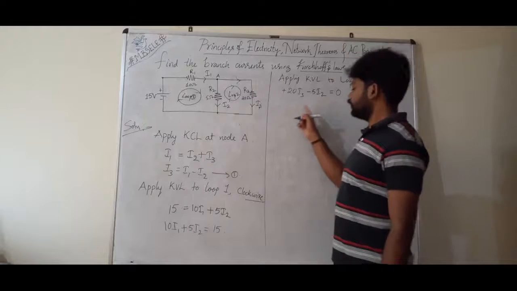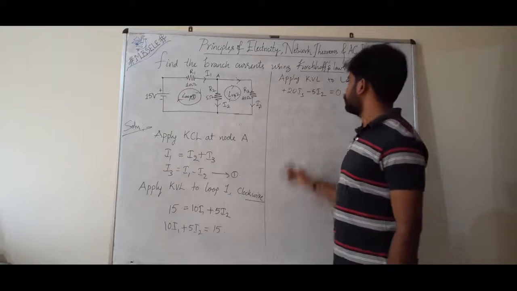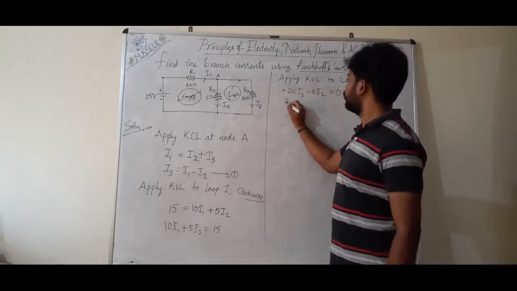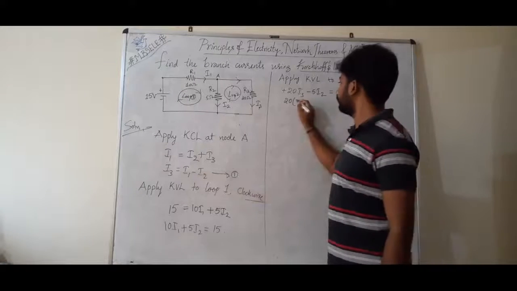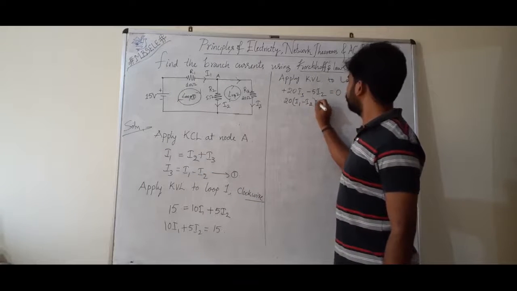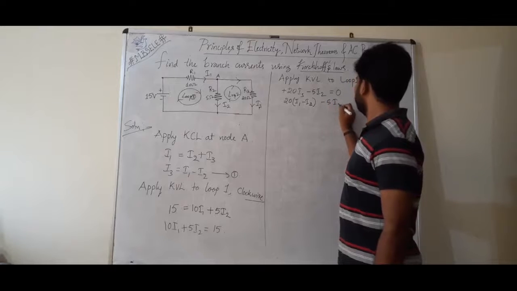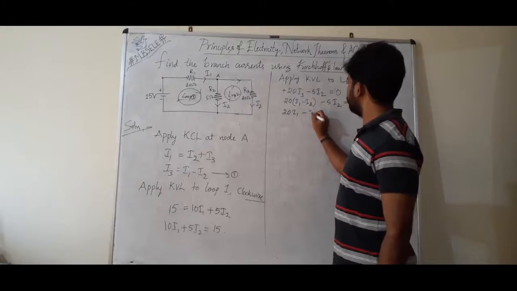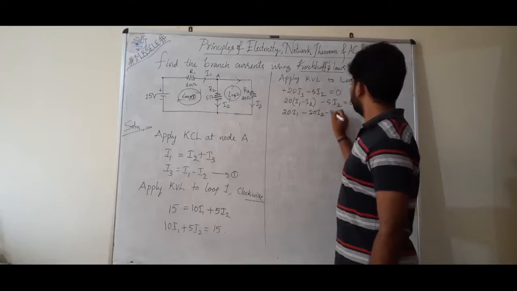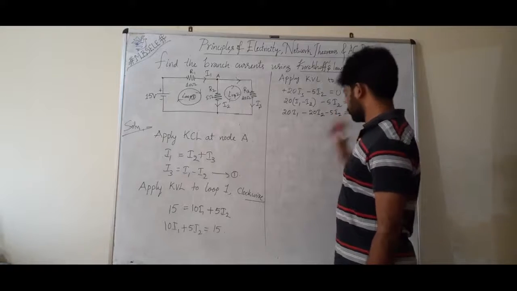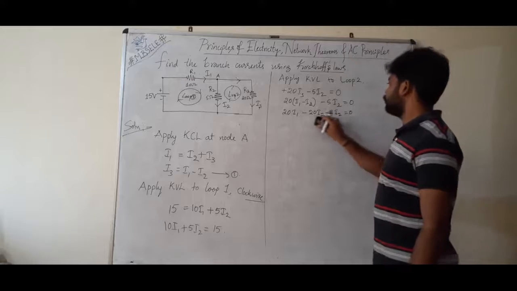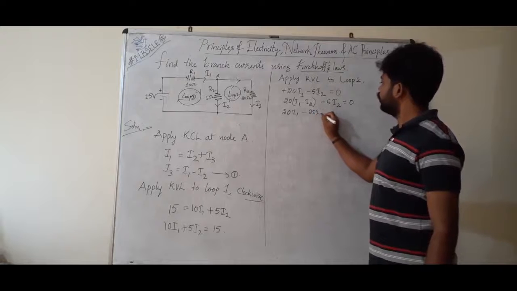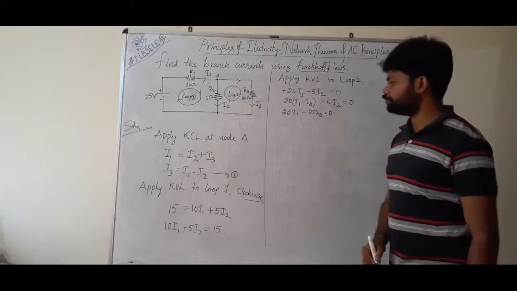Now both equations should have the same unknown terms. So let us write I3 as I1 minus I2. So 20 I3 can be written as 20 times I1 minus I2, minus 5I2 is equal to 0. So 20 I1 minus 20 I2 minus 5I2 is equal to 0, which can be written as 20I1 minus 25I2 is equal to 0.